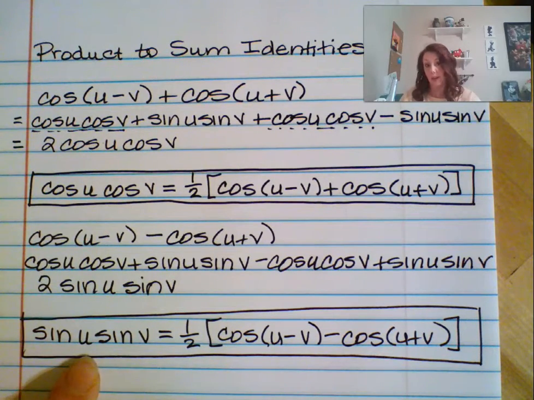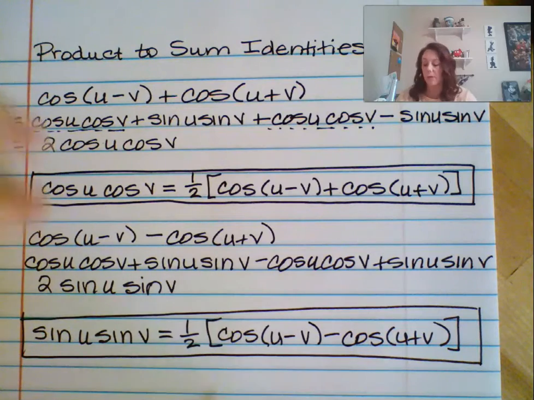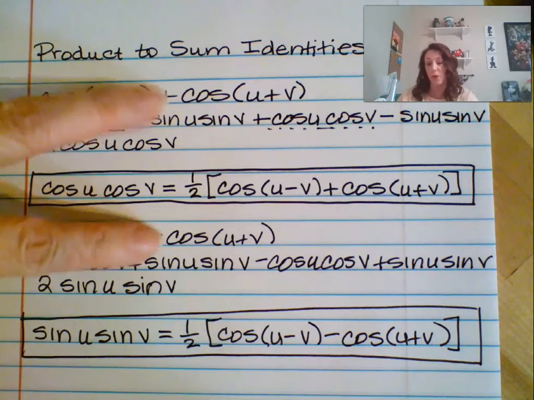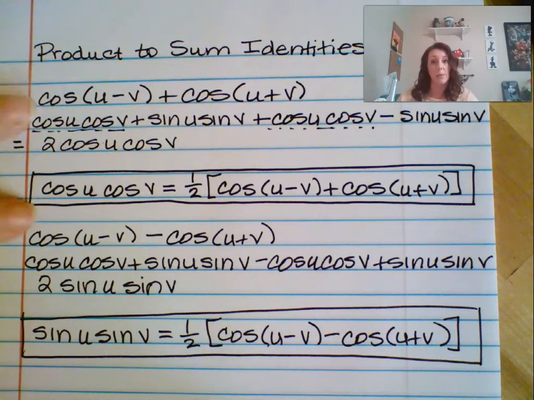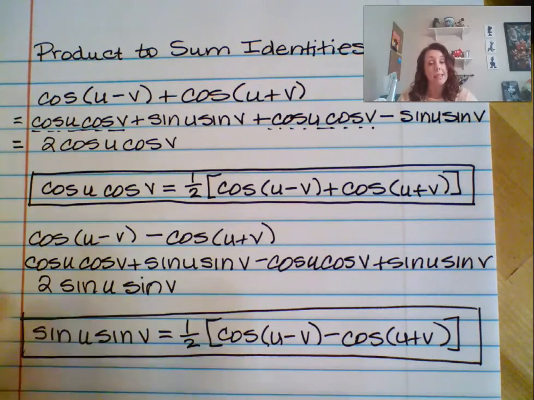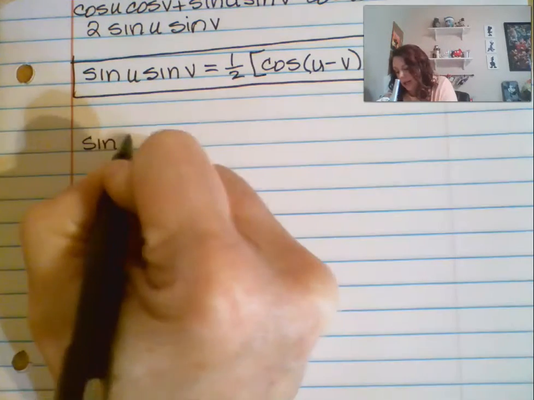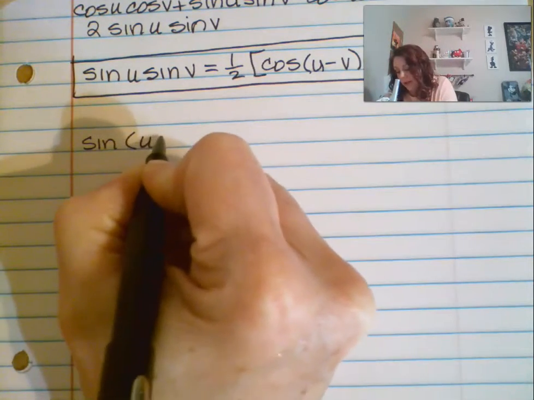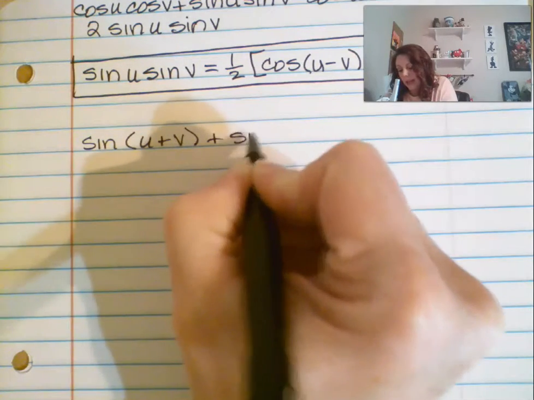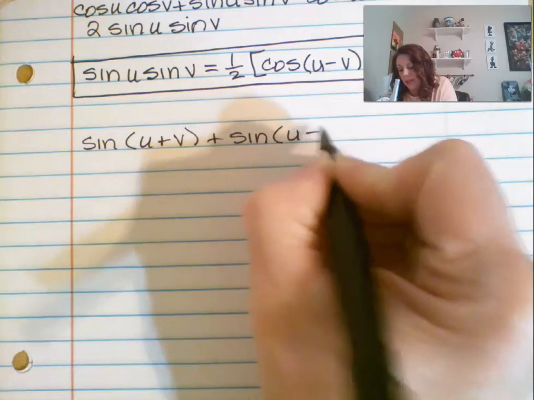But ultimately, two cosines, whether they're being added or subtracted, produce either a product of two cosines or a product of two sine values. Now let's consider for a minute when we started with two cosine values, one a sum and one a difference. Let's look at what happens when we start with sine values. So in this case, we're going to look at the sine of the quantity u plus v, plus the sine of the quantity u minus v.